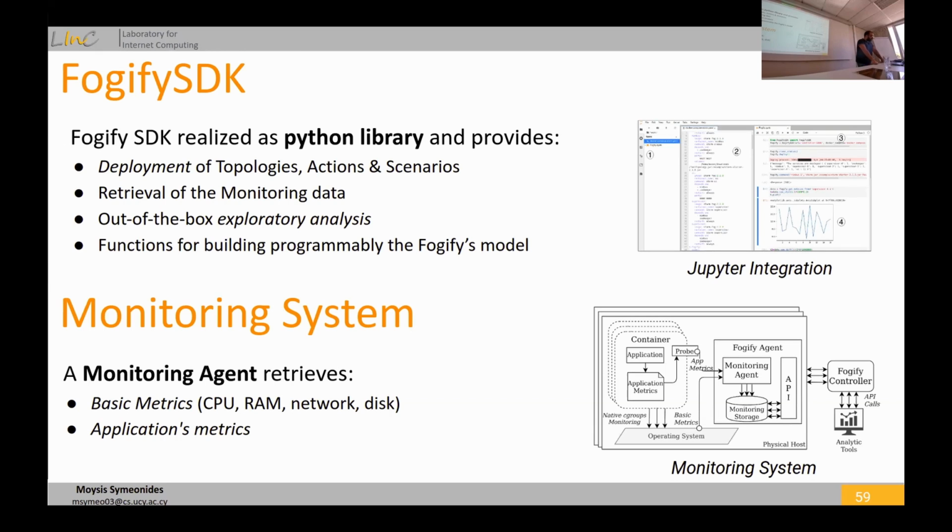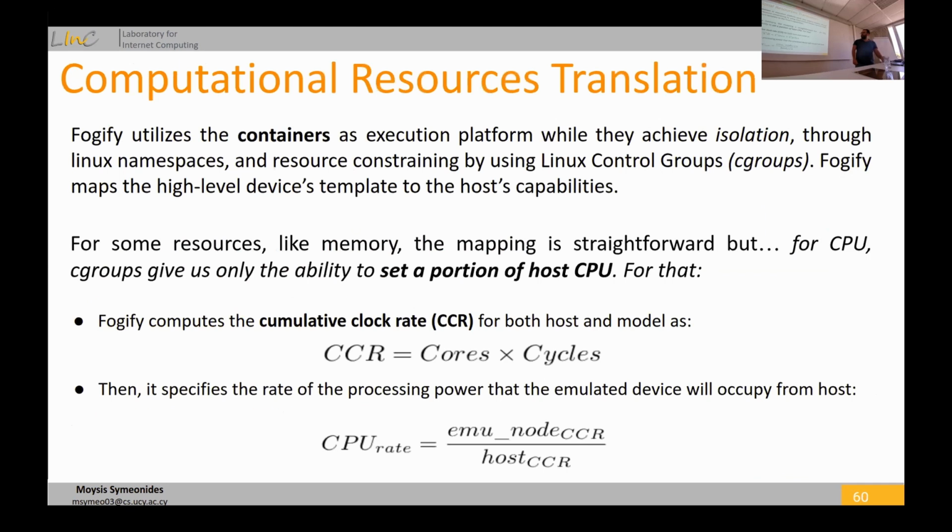Of course, we have a monitoring system. The basic monitoring metrics of our monitoring system are the CPU utilization, memory utilization, network I/O, and disk I/O. And also, we provide a method that users can use to expose application-level metrics from their applications, and in this way, can compare both utilization metrics and application-level performance.